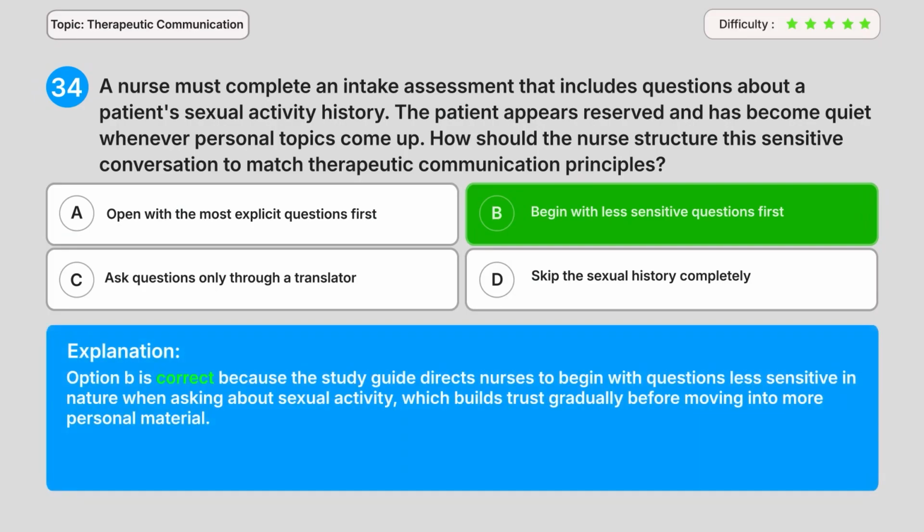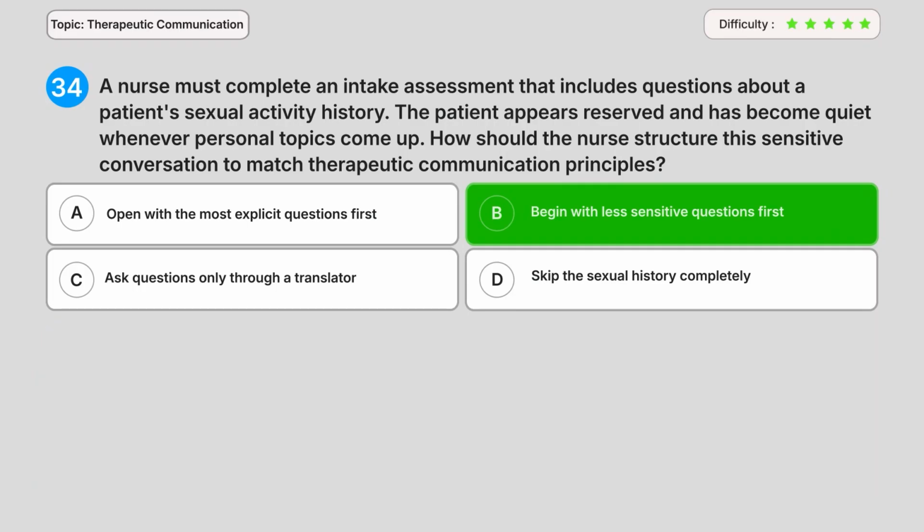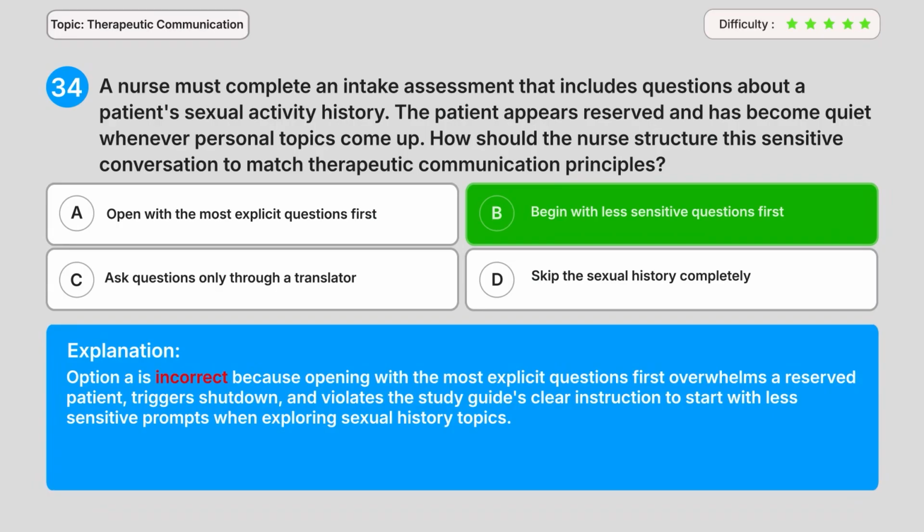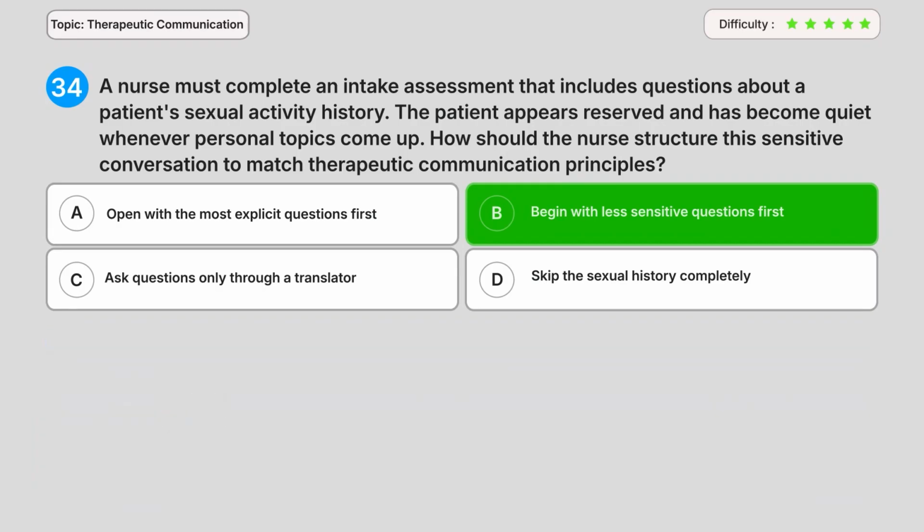Option B is correct, because the study guide directs nurses to begin with questions less sensitive in nature when asking about sexual activity, which builds trust gradually before moving into more personal material. Option A is incorrect, because opening with the most explicit questions first overwhelms a reserved patient, triggers shutdown, and violates the study guide's clear instruction to start with less sensitive prompts when exploring sexual history topics.